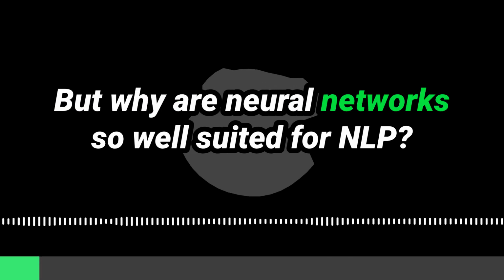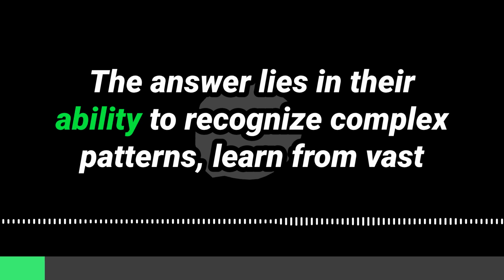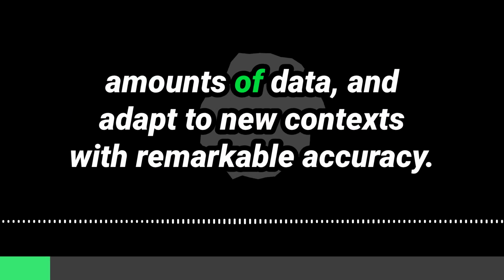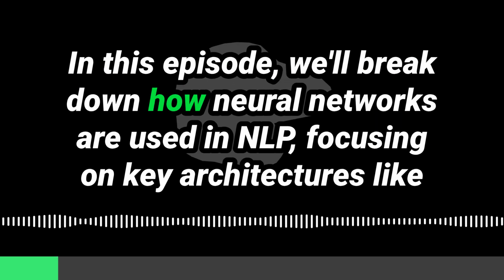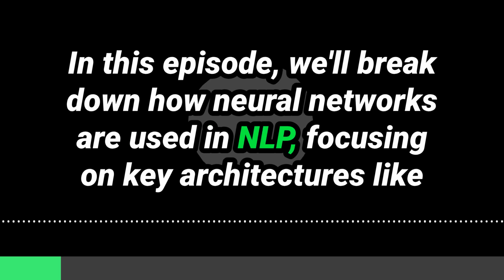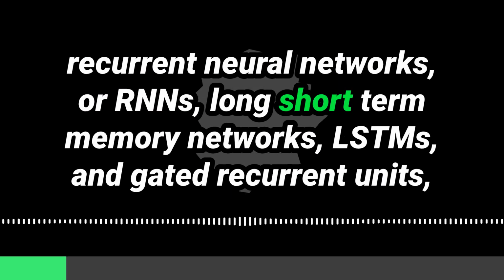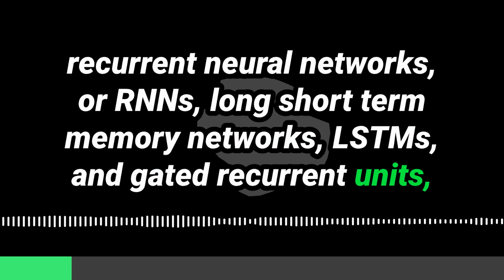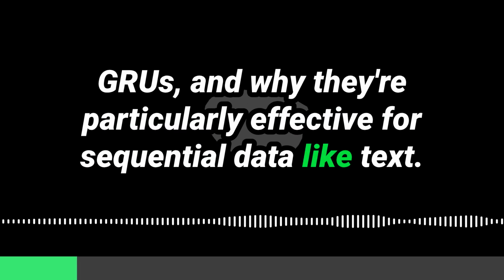But why are neural networks so well suited for NLP? The answer lies in their ability to recognize complex patterns, learn from vast amounts of data, and adapt to new contexts with remarkable accuracy. In this episode, we'll break down how neural networks are used in NLP, focusing on key architectures like recurrent neural networks, or RNNs, long short-term memory networks, LSTMs, and gated recurrent units, GRUs, and why they're particularly effective for sequential data like text.